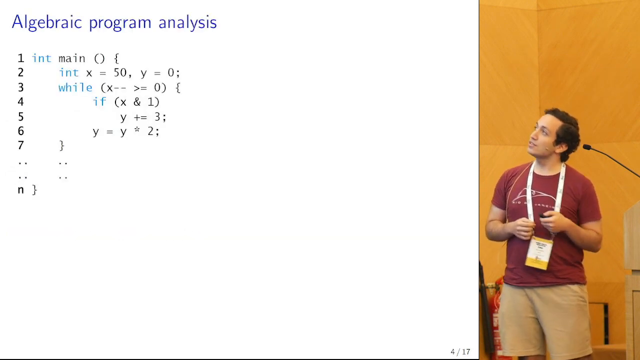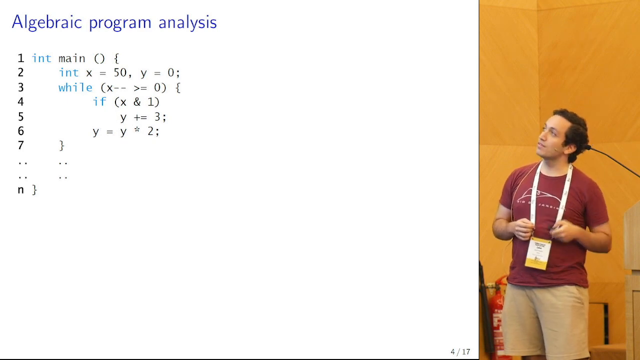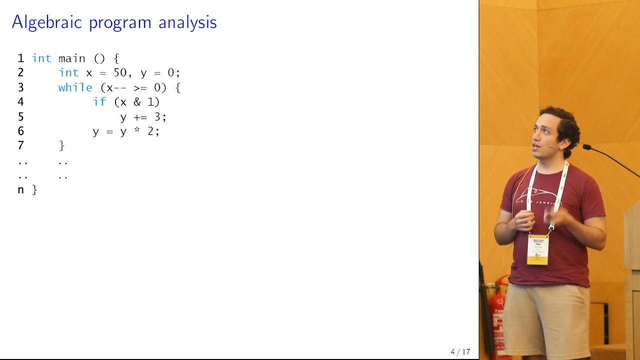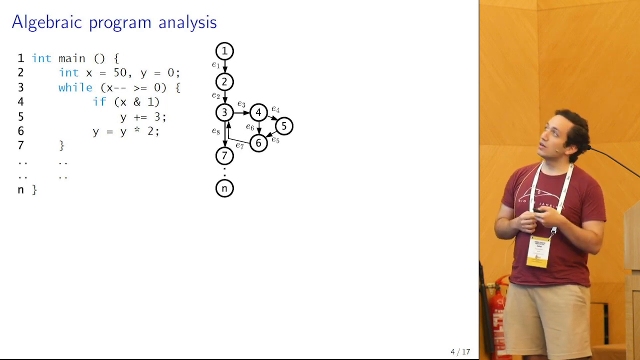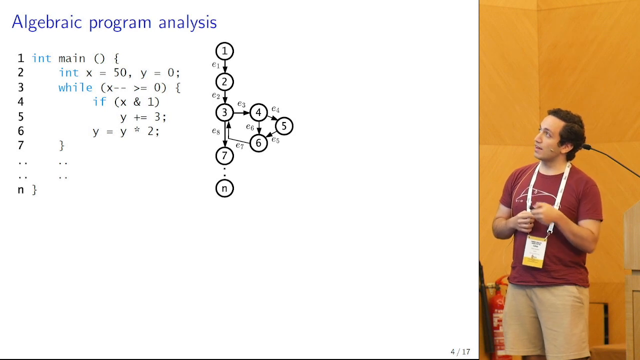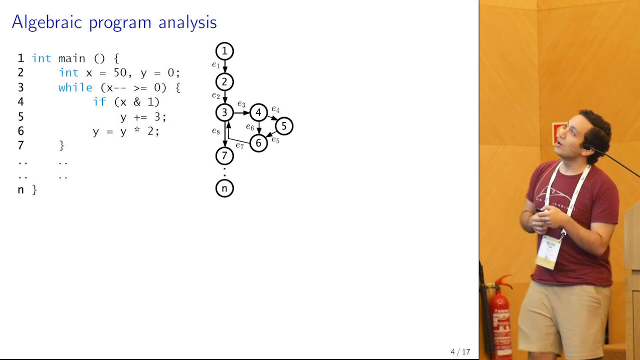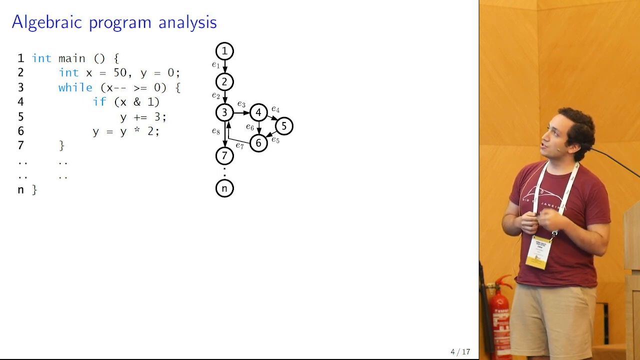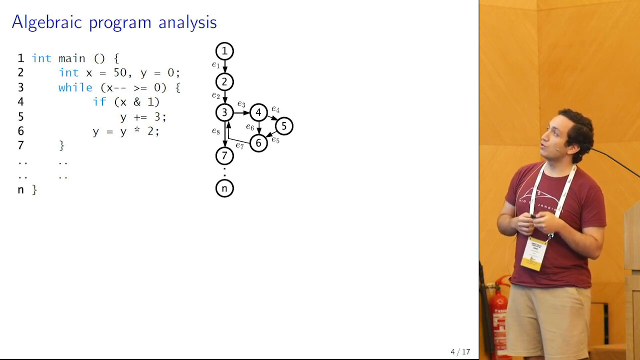So let's start. Suppose that you have a program like this that you wish to verify. And by verify here, I mean that you want to compute a value that summarizes the behavior of this program. One step towards that is to abstract away the syntax by means of a control flow graph, where each node roughly corresponds to a line of code. For example, this line 2 corresponds to this node. And the edges of this graph correspond to the flow of control.